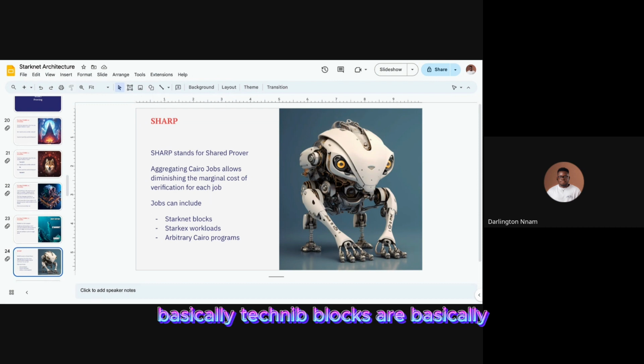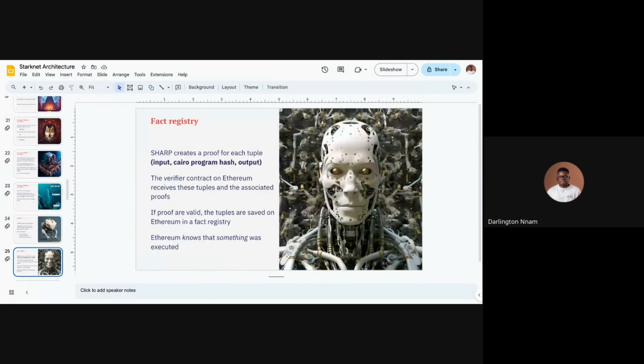Starknet blocks are basically what contain the transactions which were processed by the sequencer. So jobs can include your Starknet blocks. It can include workloads from StarkEx. StarkEx is a different product by StarkWare, and it can also include arbitrary Cairo programs.